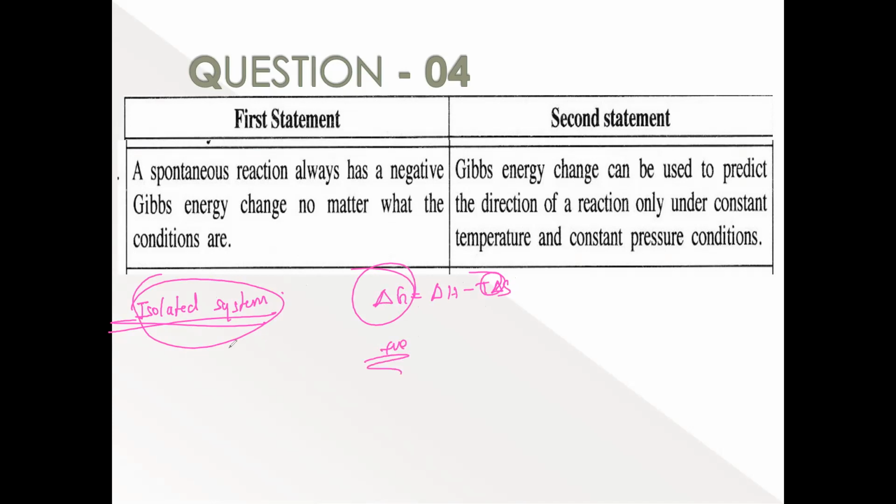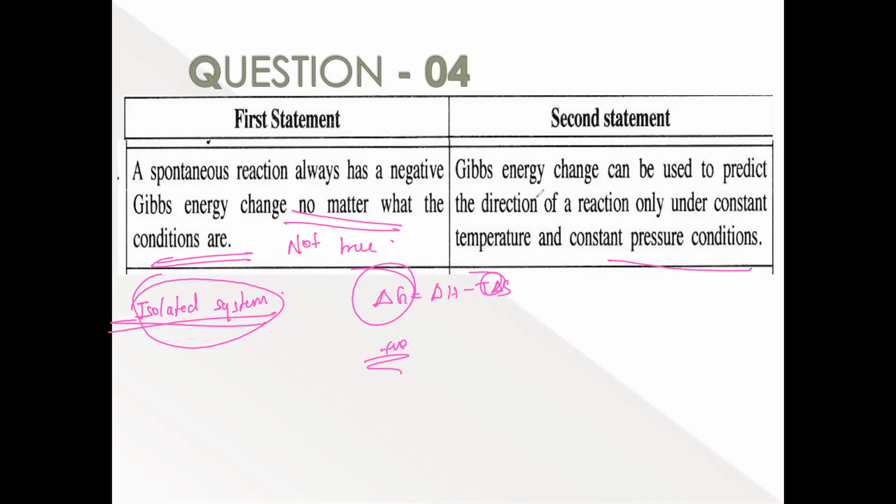Why? It's isolated. That means you can't exchange. So inside this, there should be a high pressure. As the pressure increases, the collision increases, the temperature also increases by itself. So no matter what the conditions are, that is wrong. The condition is a basic thing. If you maintain the pressure and temperature at constant pressure condition, then only you can speak about the spontaneous reaction, always the negative value. Therefore, this statement is not true.